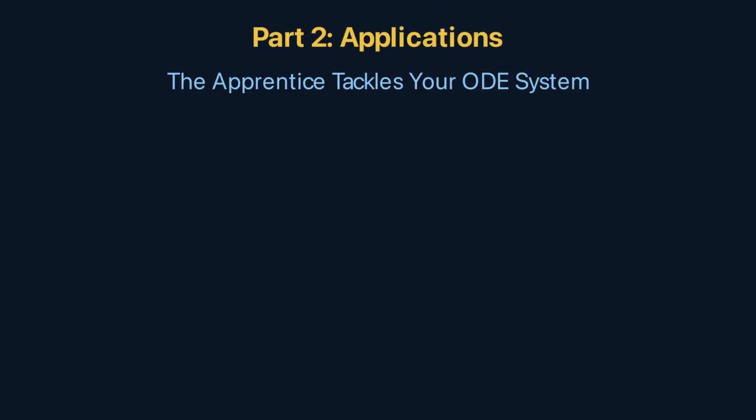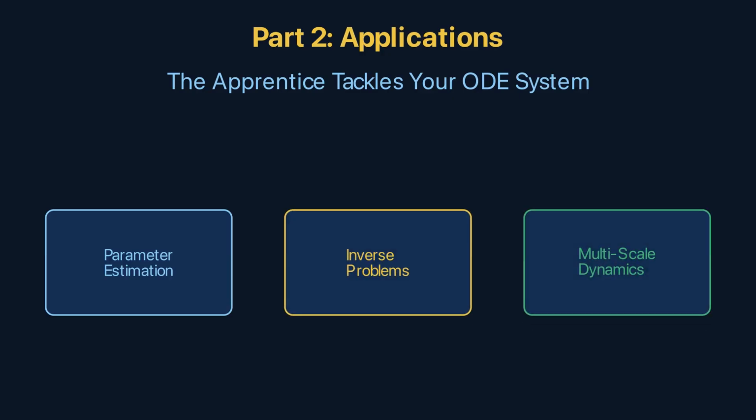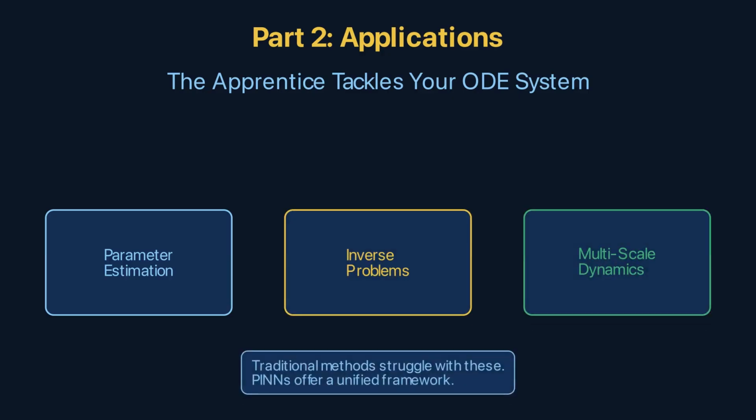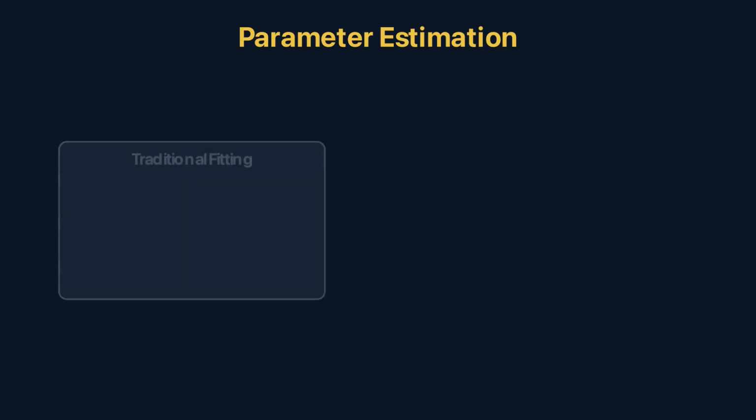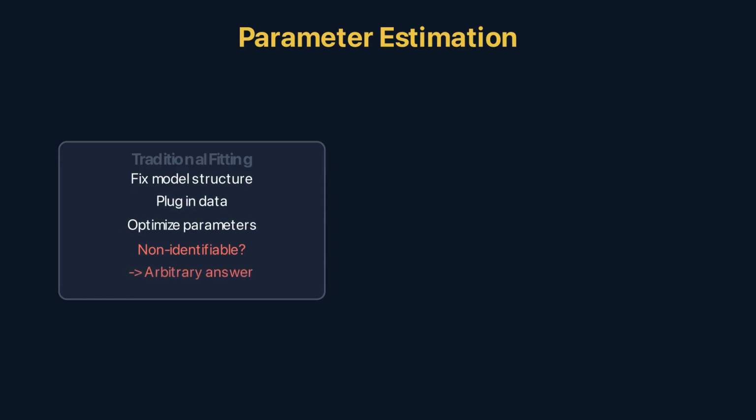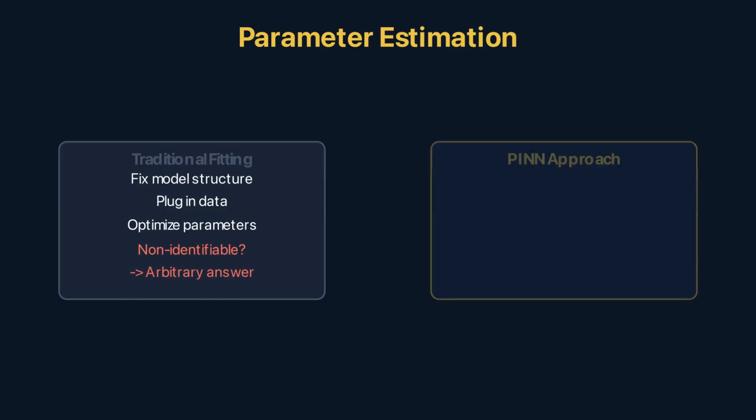The framework is general, now applied to the problems that traditional methods struggle with: non-identifiable parameters, inverse problems, and multi-scale dynamics. In traditional parameter estimation, you fix the model structure, plug in data, and optimize parameters. If a parameter is non-identifiable, the data can't distinguish between different values. The optimization gives an arbitrary answer or fails to converge.